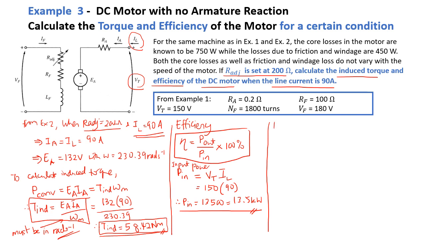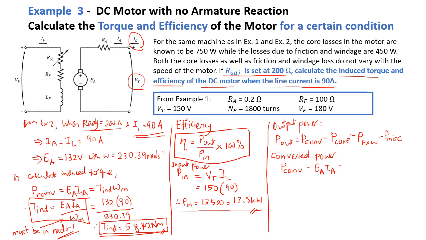Next, to get the output power, if you look at your notes, from the power flow diagram, P out is your converted power minus the core losses, minus the friction and windage loss, and minus any stray or miscellaneous losses. So before we can calculate P out, we need to get the converted power. From the equation previously, P converted can be calculated from EA times IA. In this condition of 200 ohms R adjustable and 90 amps line current, EA was 132 volts and IA was 90 amperes. This gives our converted power to be 11,880 watts.